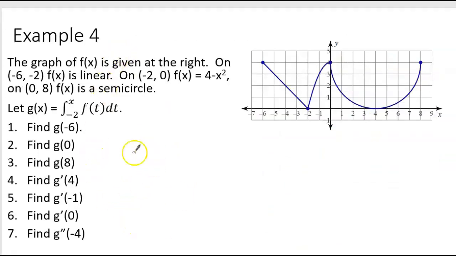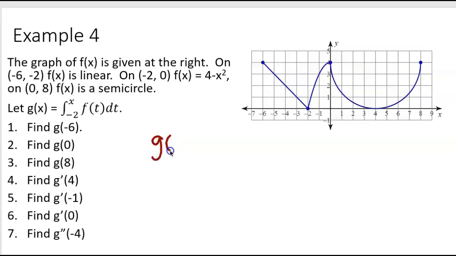All right. The graph of f of x is given at the right. On the interval from -6 to -2, we have a linear function. So they're telling us that this is a straight line. On the interval from -2 to 0, we have this parabola equation here. And on the interval from 0 to 8, we have a semicircle. Okay. Now they're telling us, once again, that we have another integral function. This one's different than the ones I've been using previously throughout the class. So they want me to find g of -6. Let's go ahead and begin there.